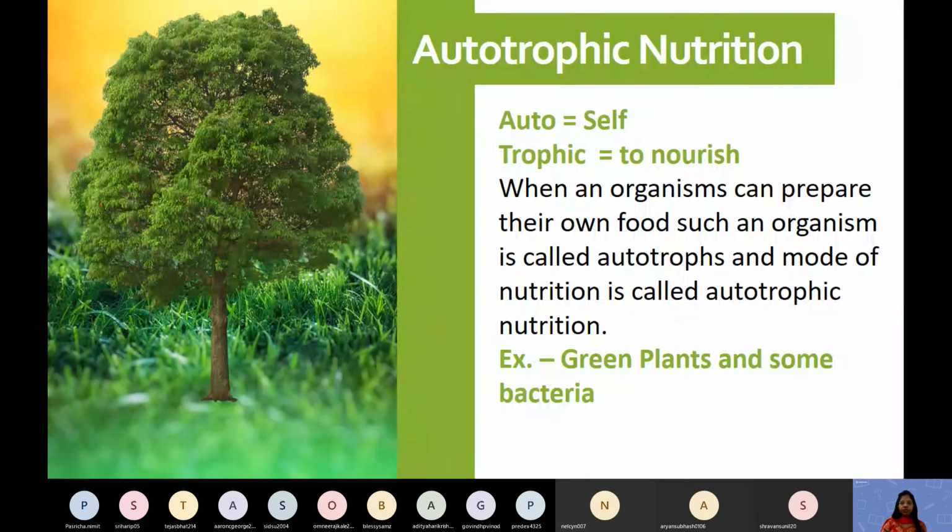So what is autotrophic nutrition? We can divide this word into two parts: auto and trophic. Auto means self and trophic means nourish. So when an organism can prepare its own food, that mode of nutrition is called autotrophic nutrition. All the green plants of the world have autotrophic nutrition. And some bacteria can also do some kind of chemical reaction and generate their food, so they are doing autotrophic nutrition.